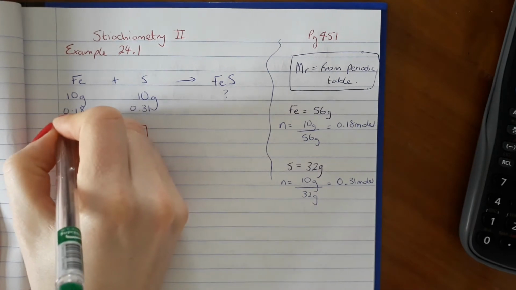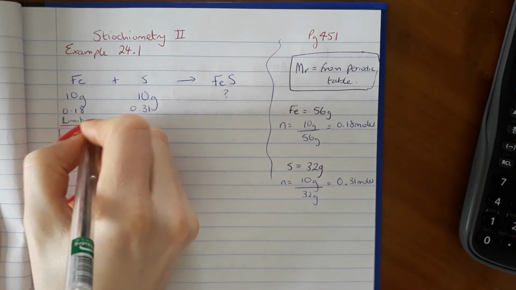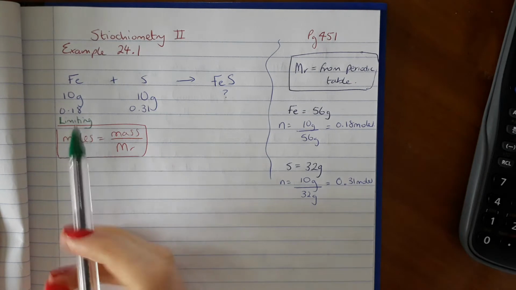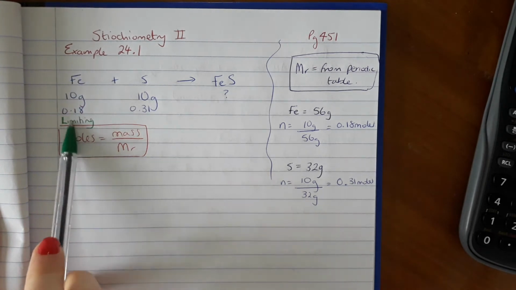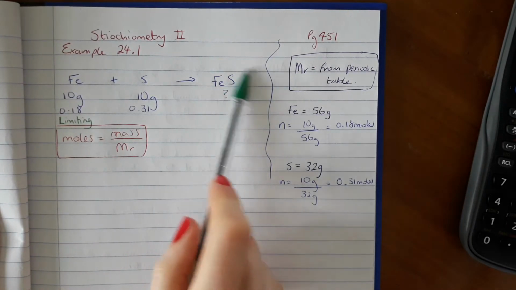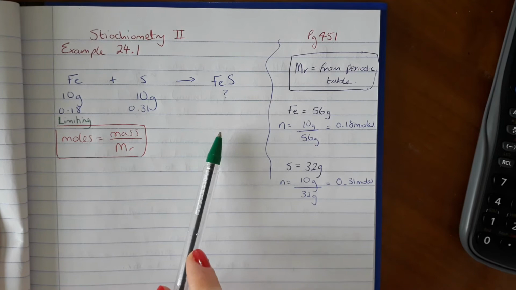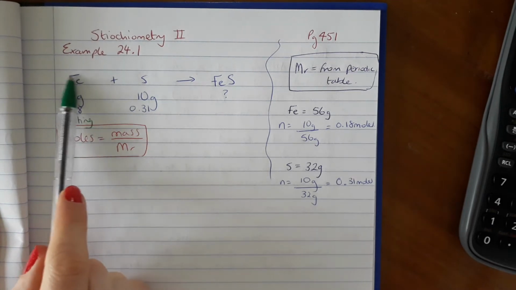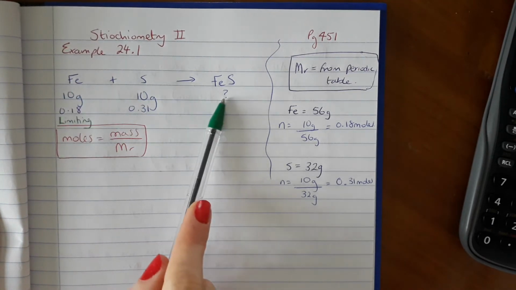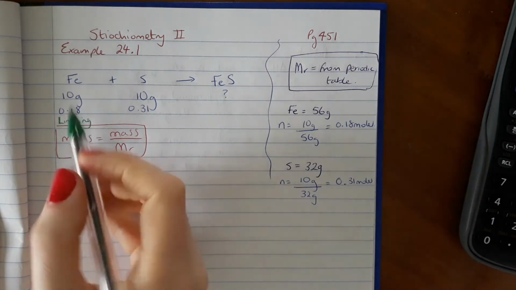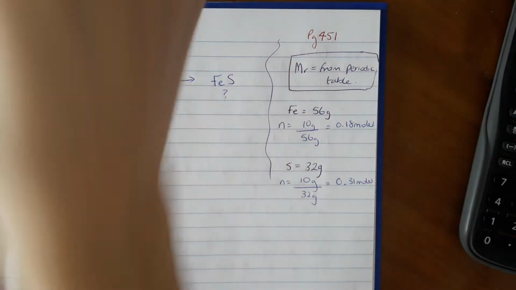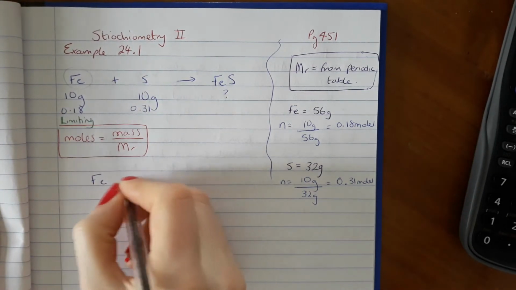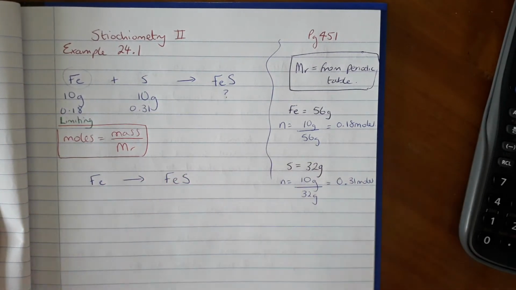Hence, this is my limiting reagent. Okay. If I have 0.18 moles of iron, that means that when all of that 0.18 moles of iron is used up to form iron sulfide, my reaction is over. If I've used up all the iron over here, I cannot possibly produce any more iron sulfide, hence that is my limiting factor. Therefore, the only thing I'm actually concerned about from now on is iron to iron sulfide.